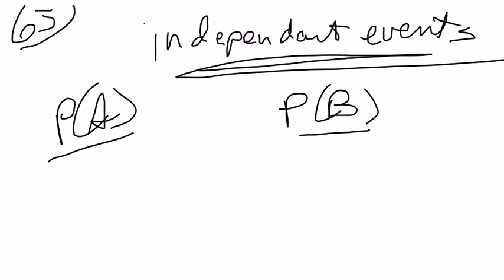Okay, probability of A, probability of B. Independent events mean this happening has no effect on this happening. That'd be like the probability of rolling a 6 and the probability of rolling a 3.